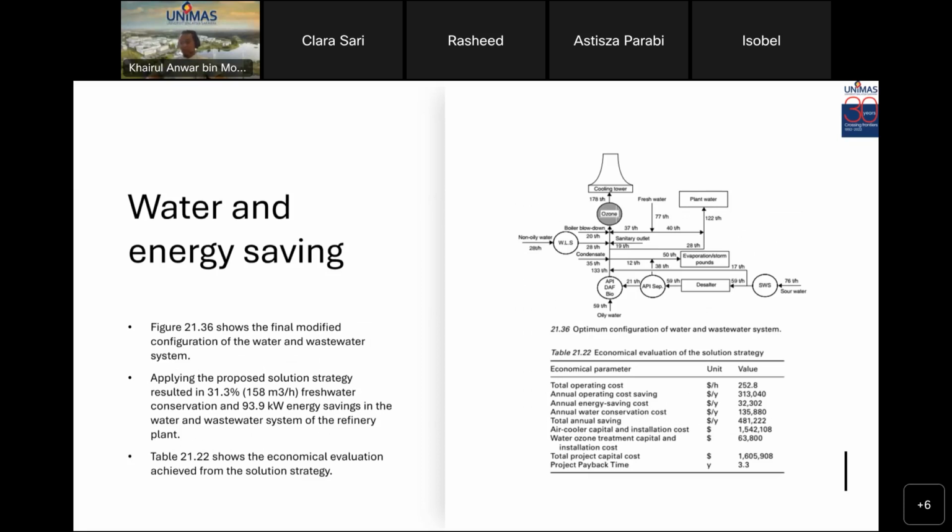Figure 21.36 shows the final modified configuration of the water wastewater system. Applying the proposed solution strategy resulted in 31.3% freshwater conservation and 93.9 kilowatt energy saving in the water and wastewater system of the refinery plant. Table 21.22 shows the economical evaluation achieved from the solution strategy. So the payback period time is 3.3 years.